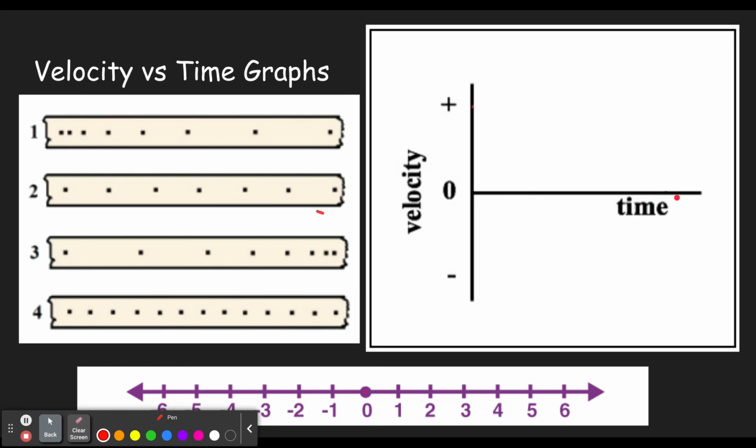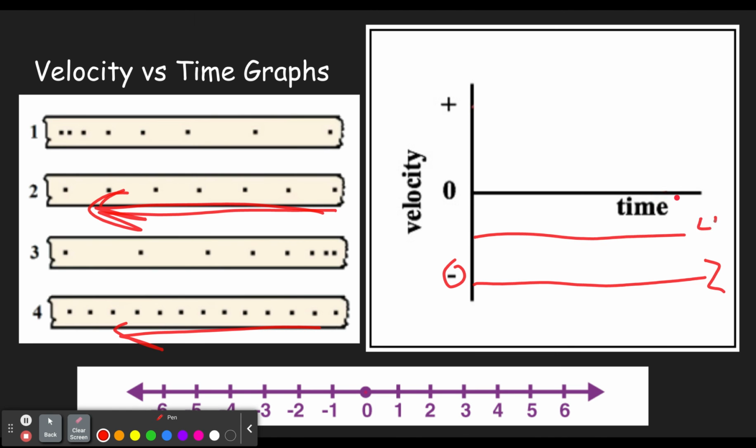Okay. Then if we do our 2 constant velocity ones, the constant velocity at 2 is faster because it's farther apart. It's going farther each second. That means our speedometer is reading a higher number, but a higher number in the negative direction because we're going left. So that would be 2. And then this would be 4 because it's not going quite as fast. It's going a smaller distance each second.